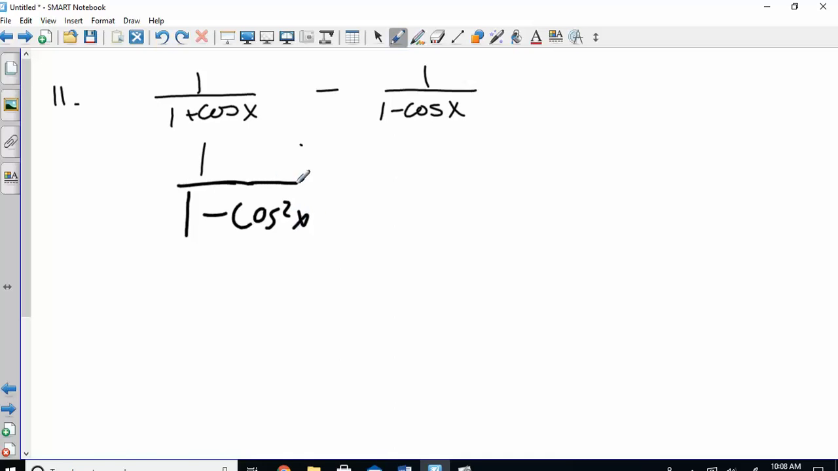Okay. So one thing here. What he's doing is getting a common denominator. So he's taking this times 1 minus cosine x. But you have to do it on both top and bottom. So the top will be 1 minus cosine x. Minus in the middle. And then what are we taking the second fraction times? 1 plus cosine.